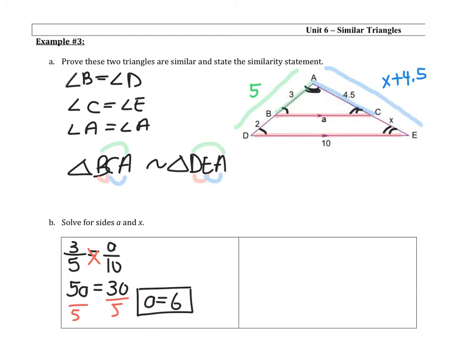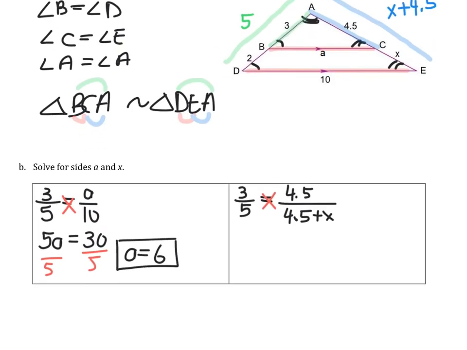Now let's solve for X. Again, I'm going to have 3 over 5, but now we're going to have the small side, 4.5 over 4.5 plus X. So we created a mini expression for AE, and now when we cross multiply, we have to remember about distribution and keeping brackets right now. So I have 3 times 4.5 plus X in brackets, and then 5 times 4.5, which is 22.5.